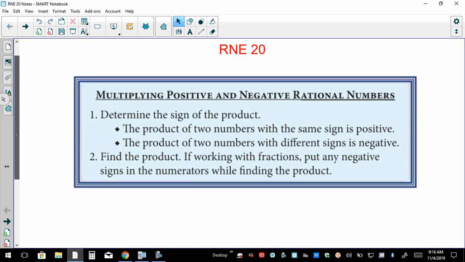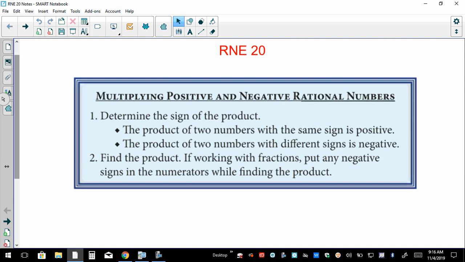Today, make sure everybody has a page of notes. We're going to look at multiplying positive and negative rational numbers. Dylan has them all. Oh, there's like 6 of them.